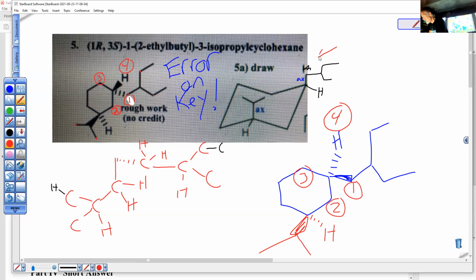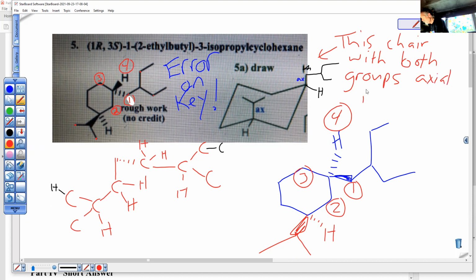This chair is less stable. I don't even need the other chair to be here because I know in the other chair, both groups are equatorial. This chair with both groups axial is less stable. And I'm glad she persisted, even after I answered my email. Because when I was doing my walk today and looking at it on my phone, I made the same mistake.